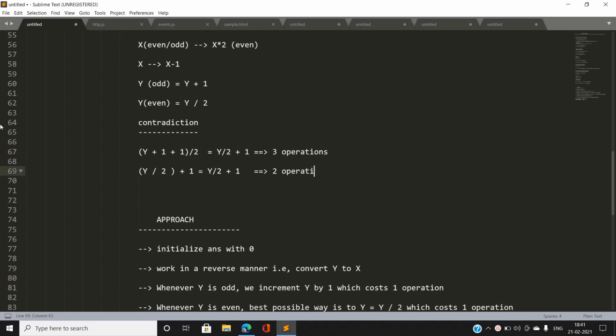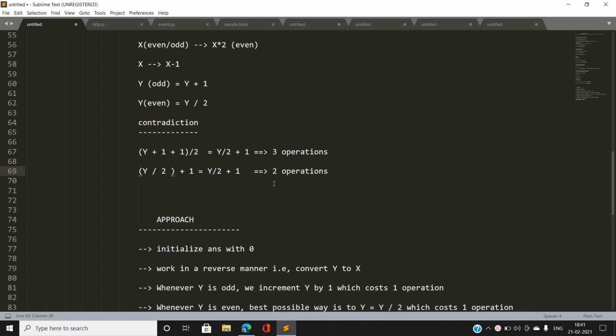So which one will be better? I recommend my viewers to understand this very carefully. Note that two operations will be better, which is actually first divide by 2, then add 1. So when is this going to happen? That is when this division is possible, that is when y is going to be even.